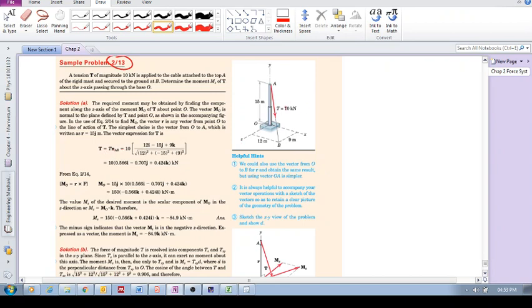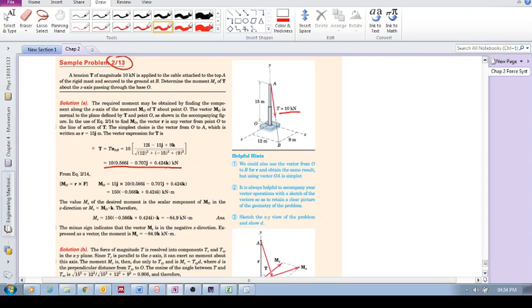Okay, so the first thing we need to do is convert this into a vector. How are we going to do that? Well, we need a unit vector n_AB. We've done this a few times now: get the position vector and divide it by the magnitude of that position vector. How do I walk from point A to point B? I walk 12 units in the x direction, minus 15 in the y direction, and 9 meters in the z direction. There's my position vector, and I divide by the magnitude to get my unit vector. Then I multiply that by the 10 to get my tension as a vector in ijk form.